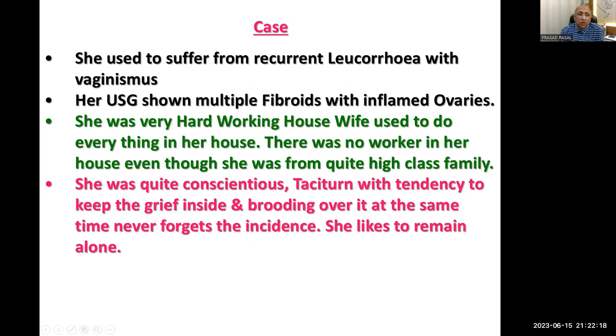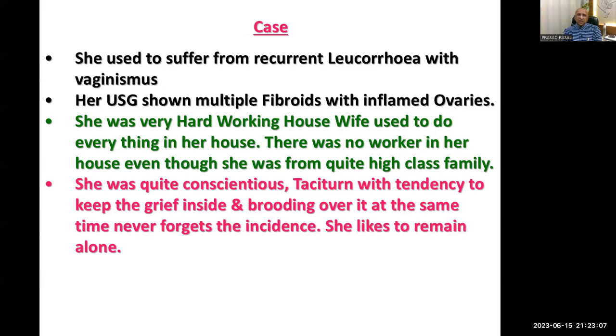She used to suffer from recurrent leukorrhea with vaginismus. She was a very hard working housewife, used to do everything in her house. There was no worker in her house, even though she was from quite a high class family. She was a quite conscientious lady, taciturn, with a tendency to keep the grief inside and brood over it, and never forgets the incident. That is the tendency with many females. They keep things inside. They never show what has happened, but they never forget it. She likes to remain alone, in solitude. She never used to get mixed with many people. She used to remain happy with herself.